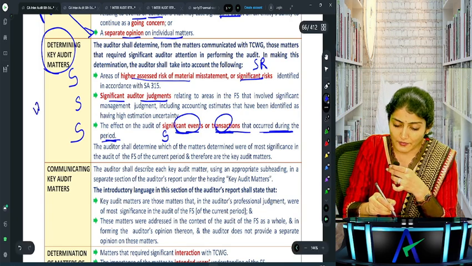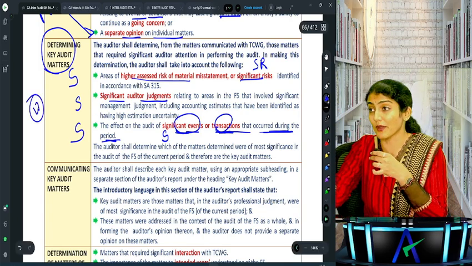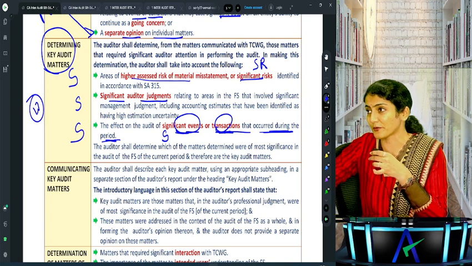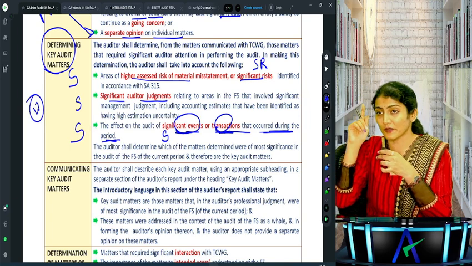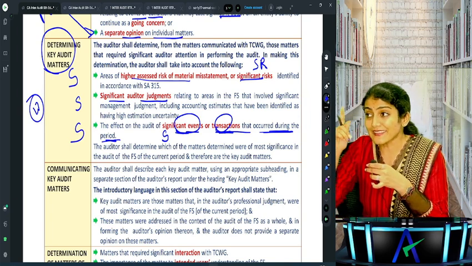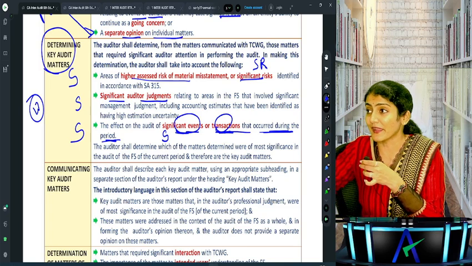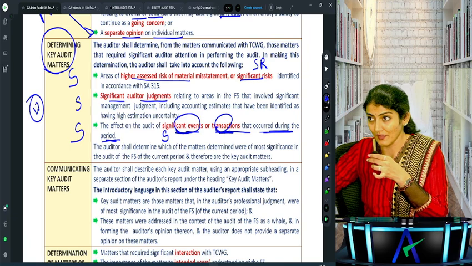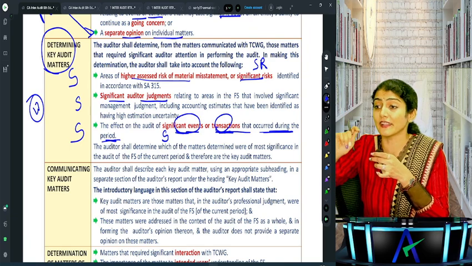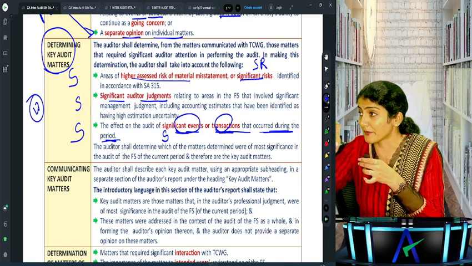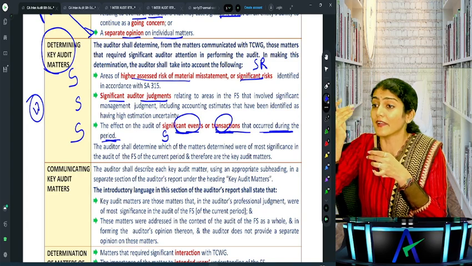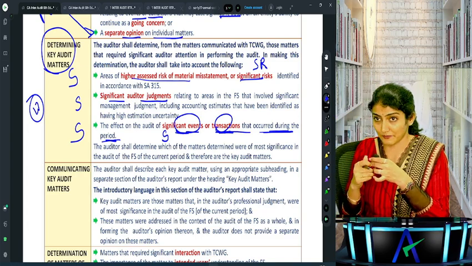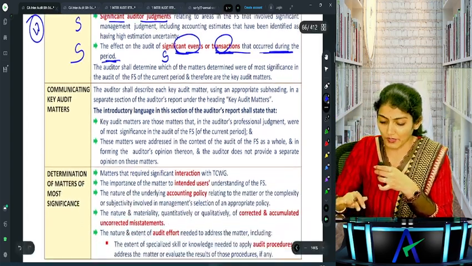Some answers over there I make you write W. W means writing practice. You have to do the writing practice for this particular answer. And writing means writing an answer, not making notes. Making notes is different from writing an answer. So you write down as if you're writing the answer in the exam. The question has come, determining key audit matter, and then you write an answer for that.